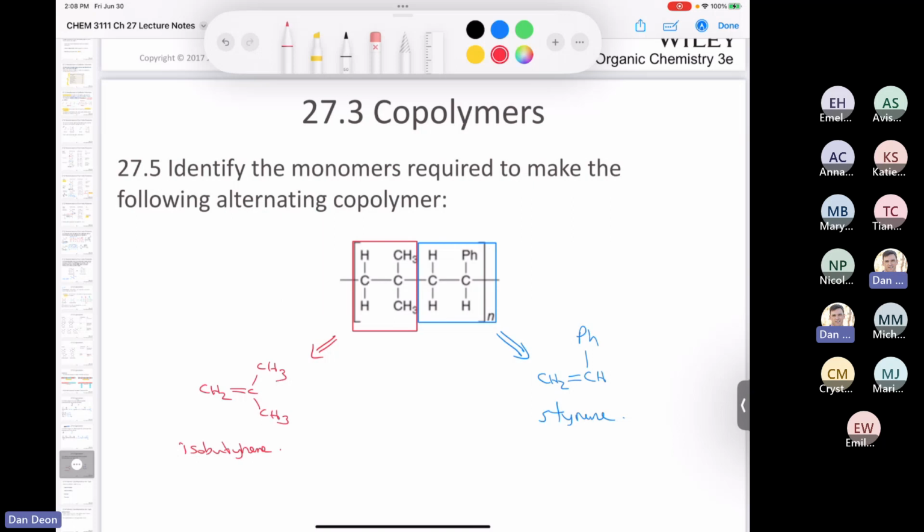And again, you don't have to memorize all of these compounds. I don't think it's a bad idea at this point for you to know the name of isobutylene and styrene. These molecules could come up in biochem, so not a bad idea to know those monomers.